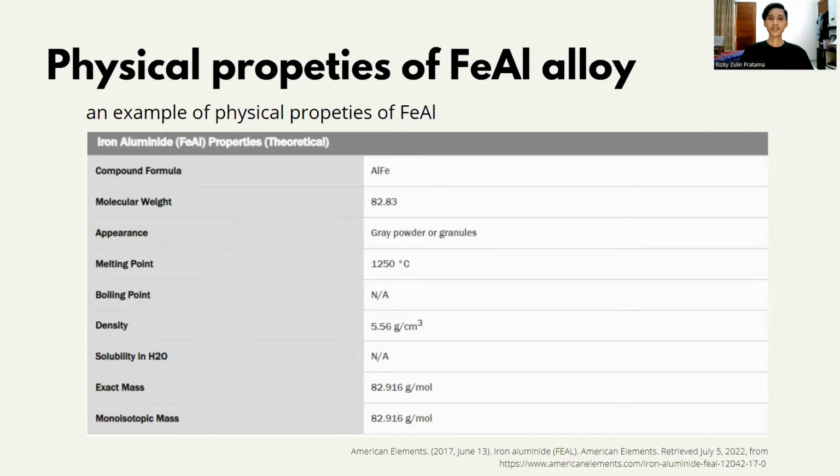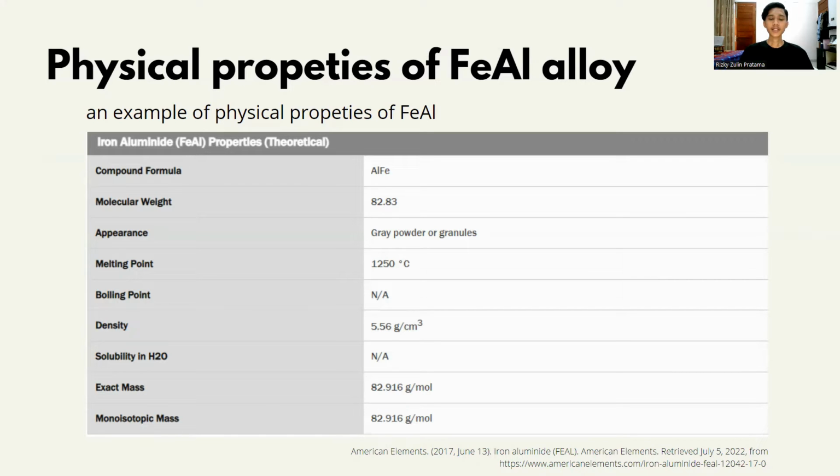Then, the physical properties of ferroaluminium alloy. For the compound formula, it is FeAl. Then the molecular weight is 82.83, and it appears as gray powder or granules. For the melting point, it is 1250 degrees Celsius. The density of ferroaluminium is 5.56 gram per centimeter cube.